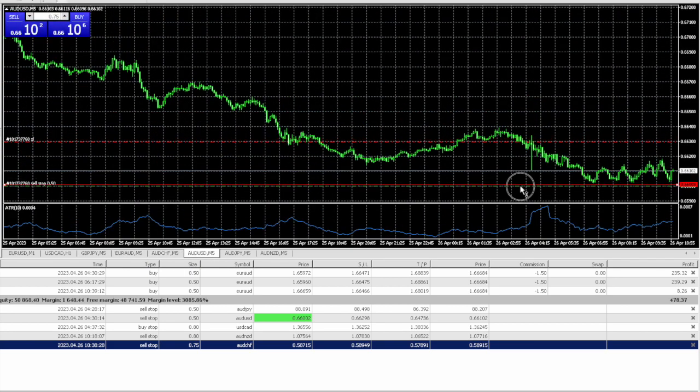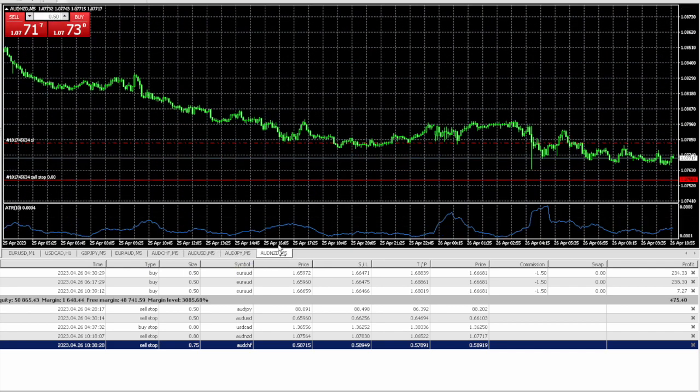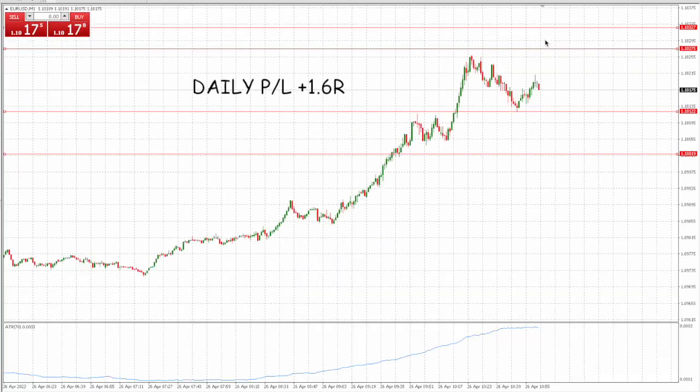So I look forward to showing y'all more videos and transparency. Again, this is all of my trading. This is swing trading. This is day trading. This is scalping. And that's it.